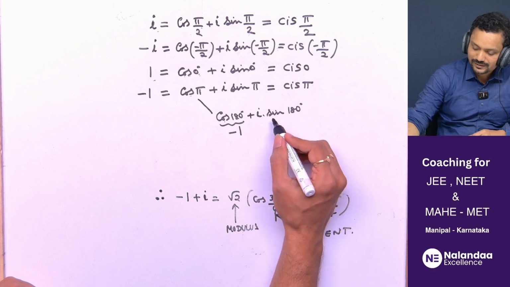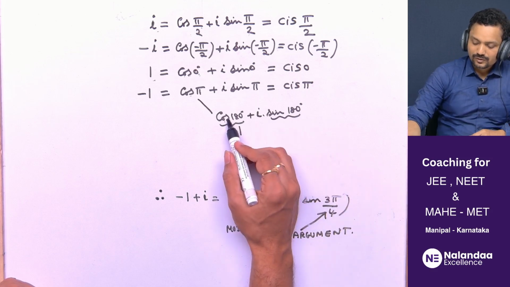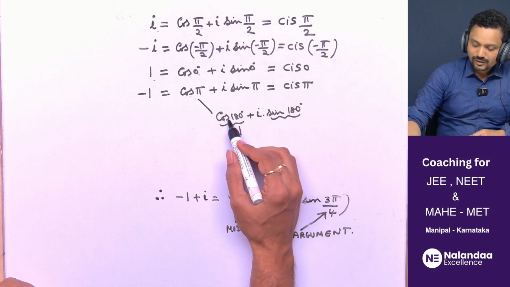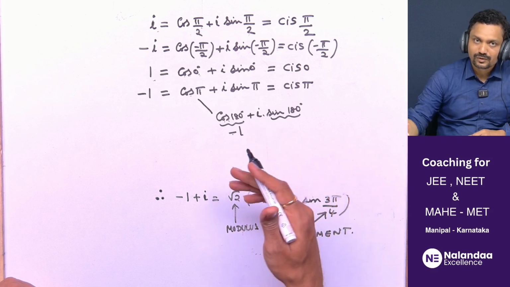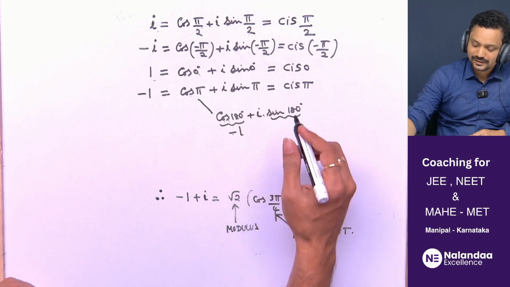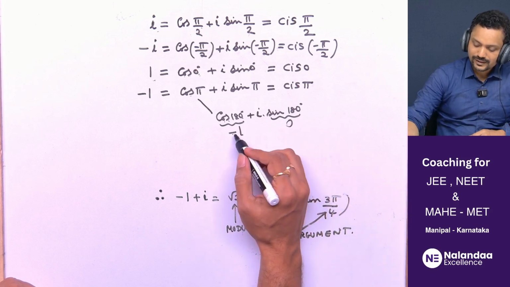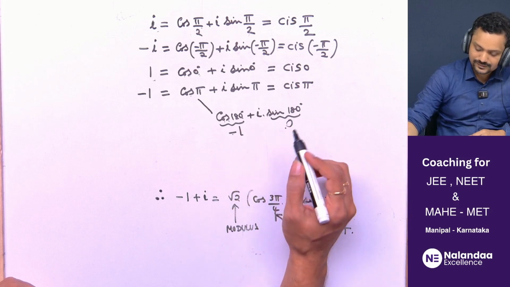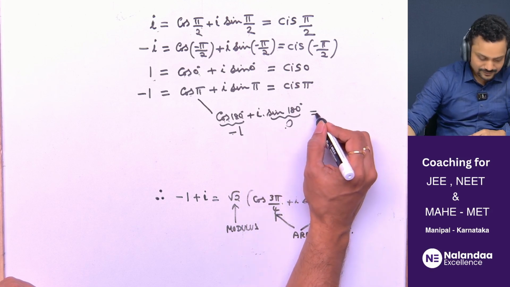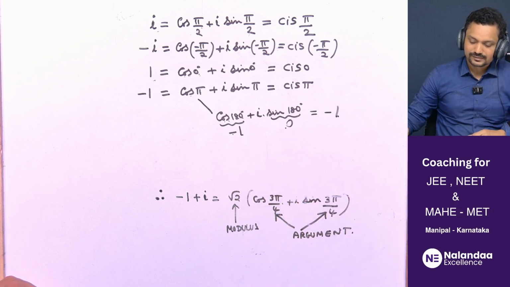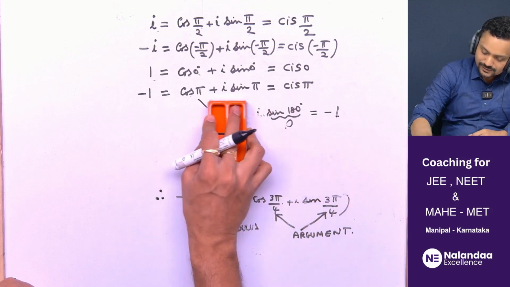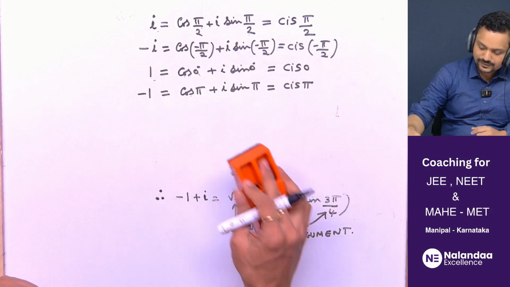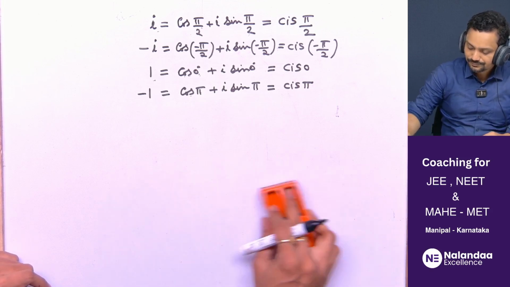Cos 180 is minus 1, and when cos becomes 1 or minus 1, sin is always 0. When cos is maximum or minimum, sin is always 0. So cos 180 is minus 1, sin 180 is 0. So you will get this as minus 1. So minus 1 is cis pi. Therefore, students, it is better you remember these polar forms.